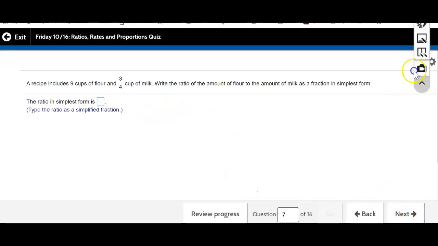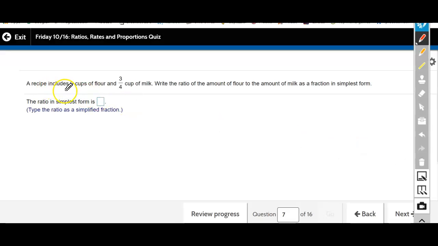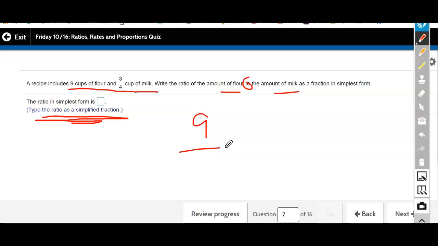Then we had questions like this where it says a recipe is 9 cups of flour and 3/4 cup of milk. They want us to write this ratio as a fraction in simplest form. We gotta look carefully. It says flour to milk. So we're gonna put 9, because that's flour, over milk, 3/4. Do I have to convert anything here? No, because they're both in cups already. Cups and cups. So we're good to go. I just got to make it a fraction.